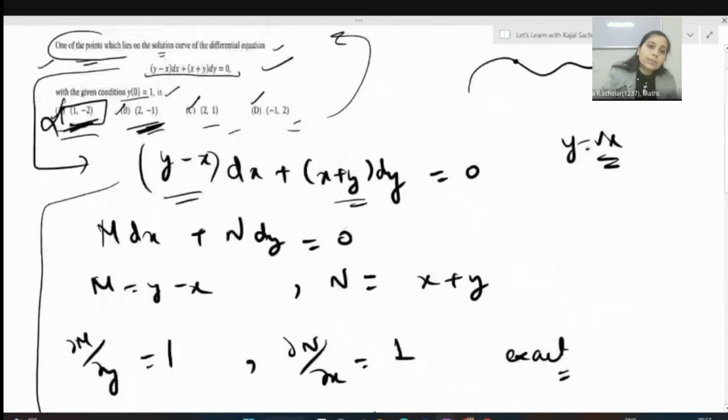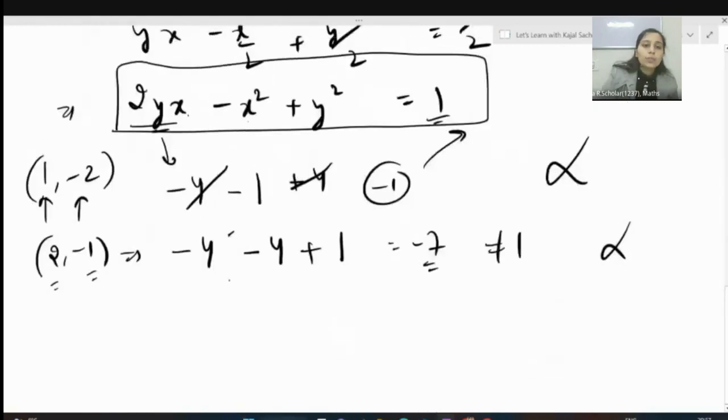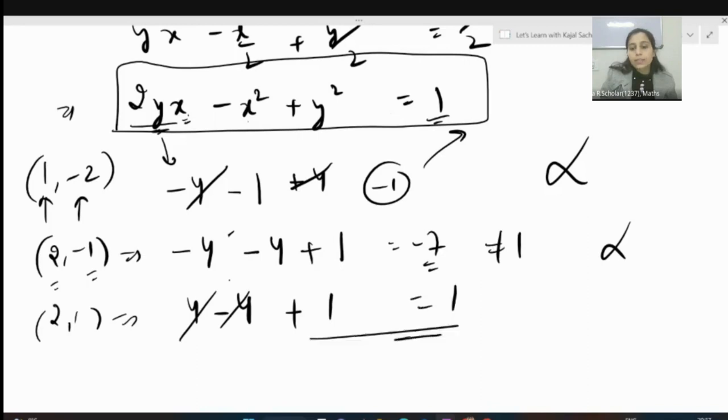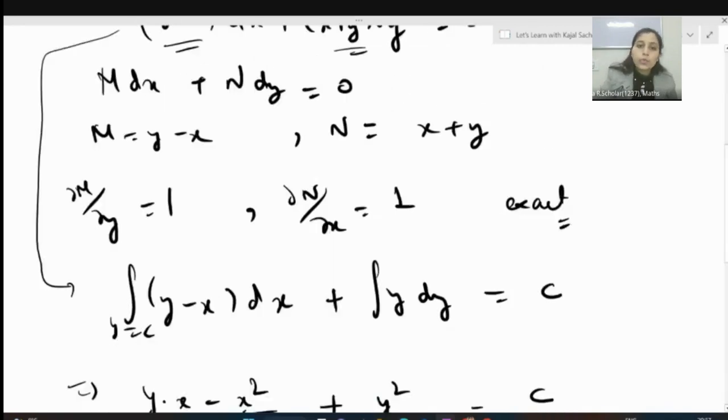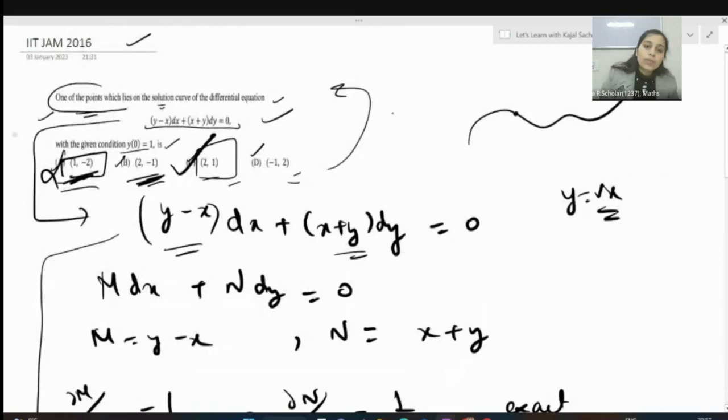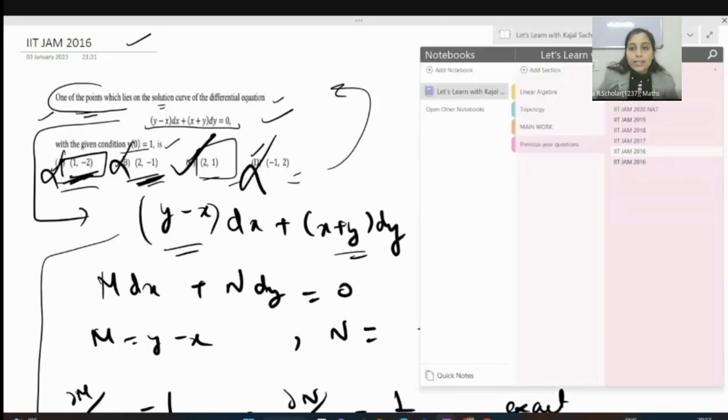Check the third one, (2, 1). Is (2, 1) lying on the solution curve? So checking (2, 1): substitute x as 2 and y as 1. Yes, this is satisfying the given solution. So this is the right answer, (2, 1). Similarly, you can check the fourth one, which will be cancelled out. So options A, B, D are wrong and option C is true. Option C is correct. So this is a very simple question as this is an exact equation.